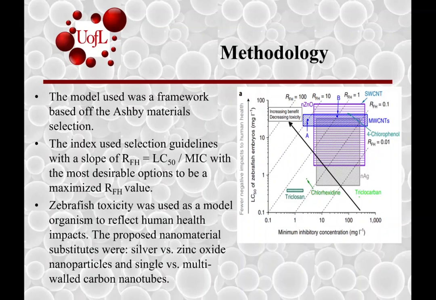So in this model, there was a life assessment of zebrafish toxicity, where the most sustainable material is the one that requires the least amount of energy during production. And this life assessment was used to reflect human health impacts. You've got 4 different proposed nanomaterial substitutes: silver nanoparticles, zinc oxide nanoparticles, and then single versus multi-walled carbon nanotubes.